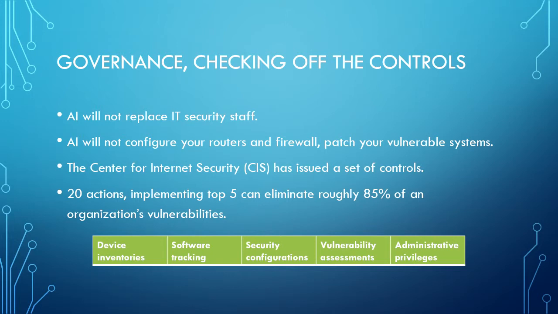The Center for Internet Security has issued a set of controls which provides a checklist for better security implementations. While there are 20 actions in total, implementing just the top 5 can eliminate roughly 85% of an organization's vulnerabilities. A security posture that incorporates continuous monitoring, user education, diligent patch management, and basic configuration controls will address security vulnerabilities. Implementing all 20 of these practices can help fortify against even the most sophisticated AI attacks, which leads to stating another obvious point.